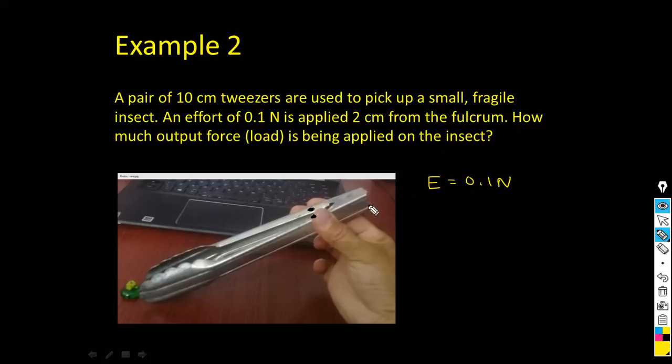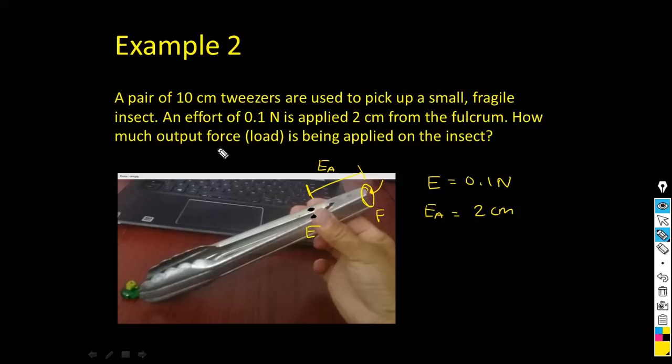What is the fulcrum in this lever? It's right here. This is the point that doesn't move at all when you play with these things. Okay, so this is the fulcrum, and so the effort arm will be this, because this is my effort, this is the fulcrum, so this is the effort arm. So we have that the effort arm is 2 centimeters. Okay, let's go on reading.